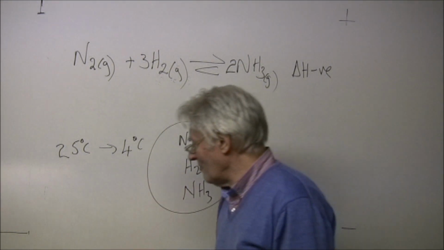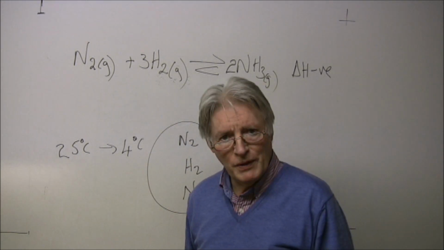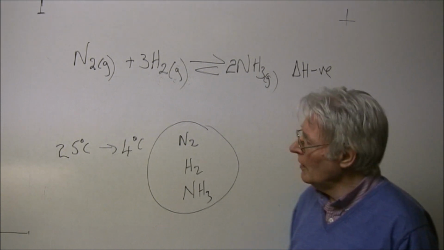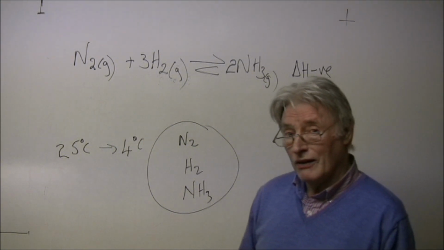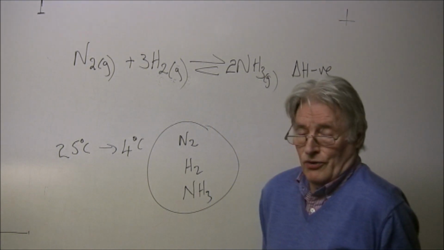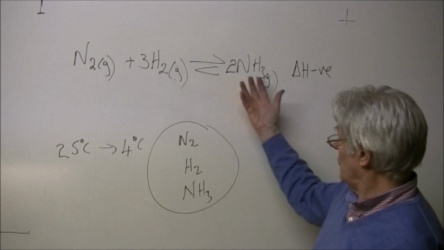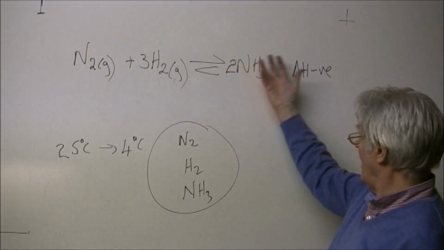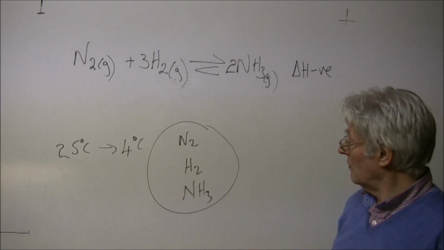You put the container into the fridge. The system has been cooled down, it's cooler there. According to Le Chatelier, the system will react to undermine the effect of that cooling. The only way it can do that, of course, is to produce heat. The only way it can produce heat is to produce more ammonia, because that is an exothermic reaction which gives out heat to the surroundings.